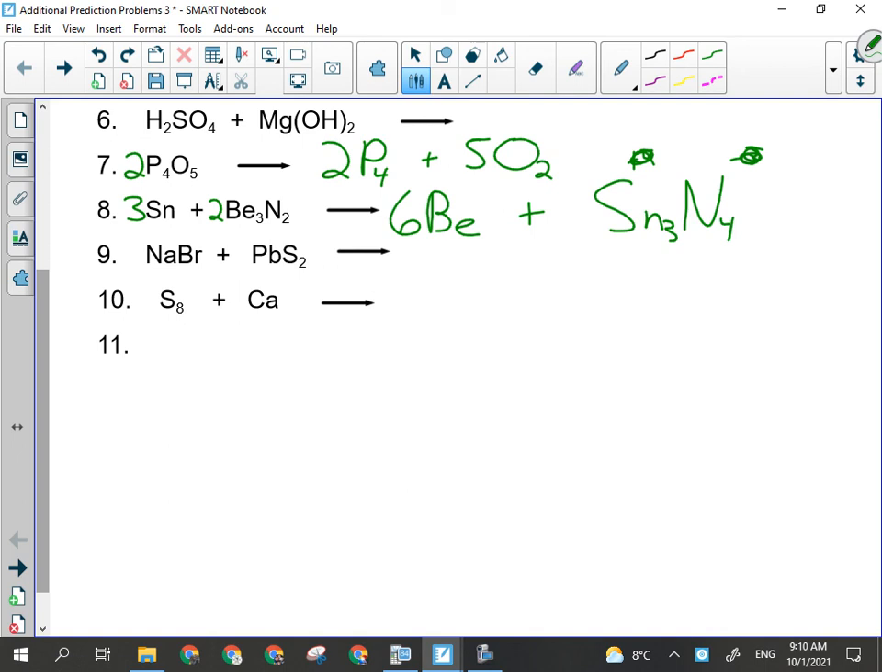Number 9, sodium bromide reacting with lead 4 sulfide. What kind of reaction am I looking at? Double replacement. So in a double replacement reaction, I swap the metals, so that means that sodium will end up with sulfur, lead will end up with bromine. Now, when I was reading this reaction out in words, I said this was lead 4. How did I figure that out?